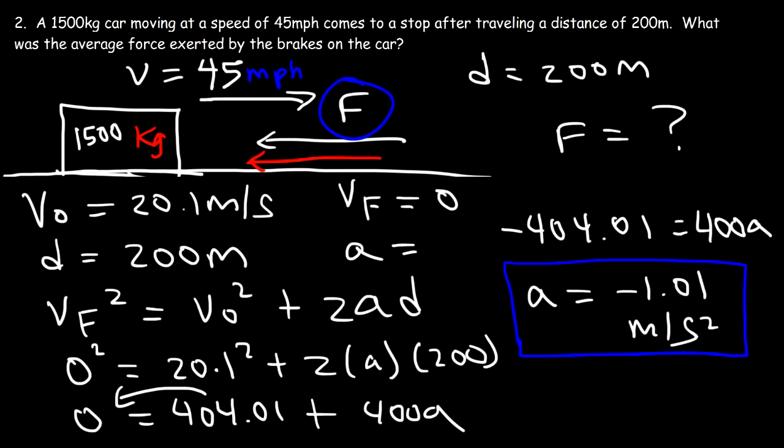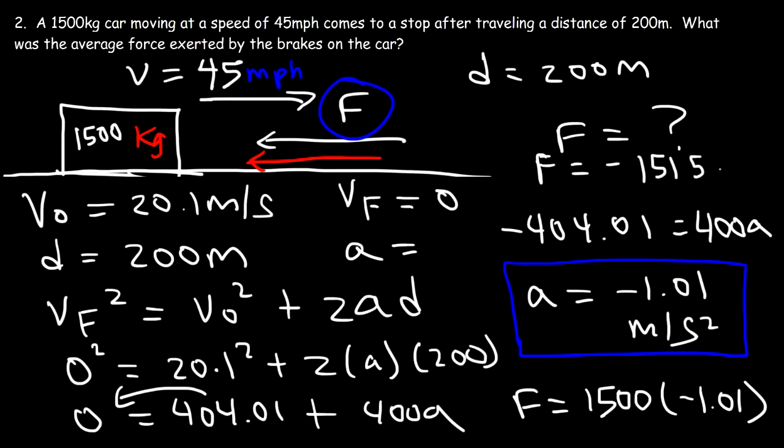Now that we have the acceleration, we can calculate the average force. So F equals ma. It's going to be the mass of 1,500 kilograms times the acceleration of negative 1.01. So the average force is negative 1515 newtons. It's negative once again because it's directed towards the left. It's slowing the car down to a stop.